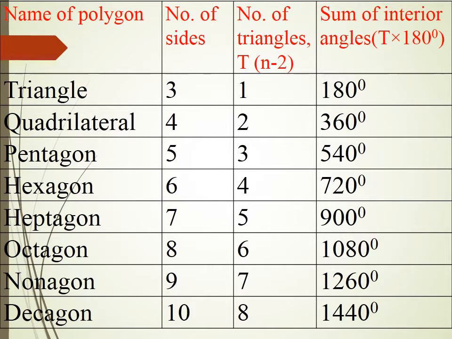A nonagon has 9 sides. The number of triangles is 7. The sum of the interior angles is 1260 degrees. And then a decagon has 10 sides. The number of triangles is 8, that is 10 minus 2. And then the sum of the interior angles, 8 multiplied by 180, gives us 1440 degrees.